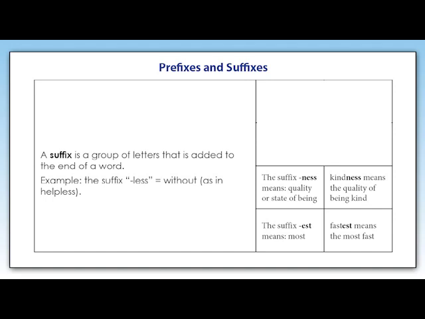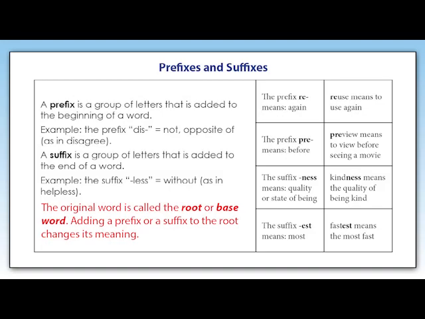Now back to the left one more time. The original word is called the root or base word. Adding a prefix or a suffix to the root changes its meaning.